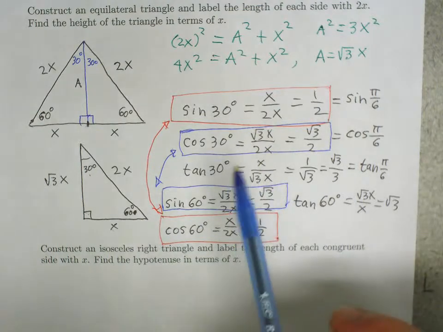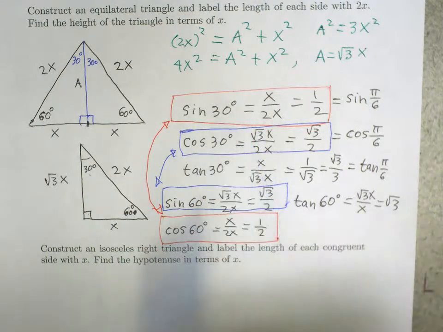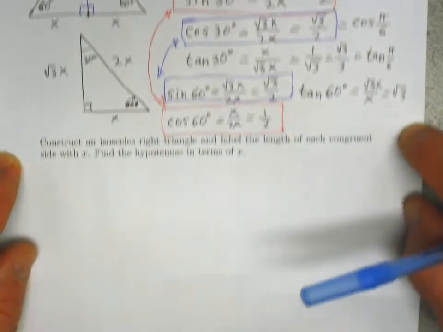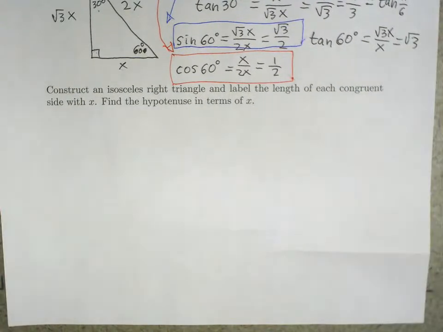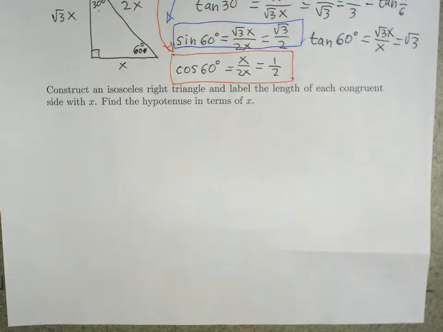Okay, so both 30-degree angles and 60-degree angles are considered special angles, or in radians, pi over 6 and pi over 3 radians are special angles. Okay, we'll look at another special angle. This time we're going to construct an isosceles right triangle and label the length of each congruent side with x. We'll find the hypotenuse in terms of x.